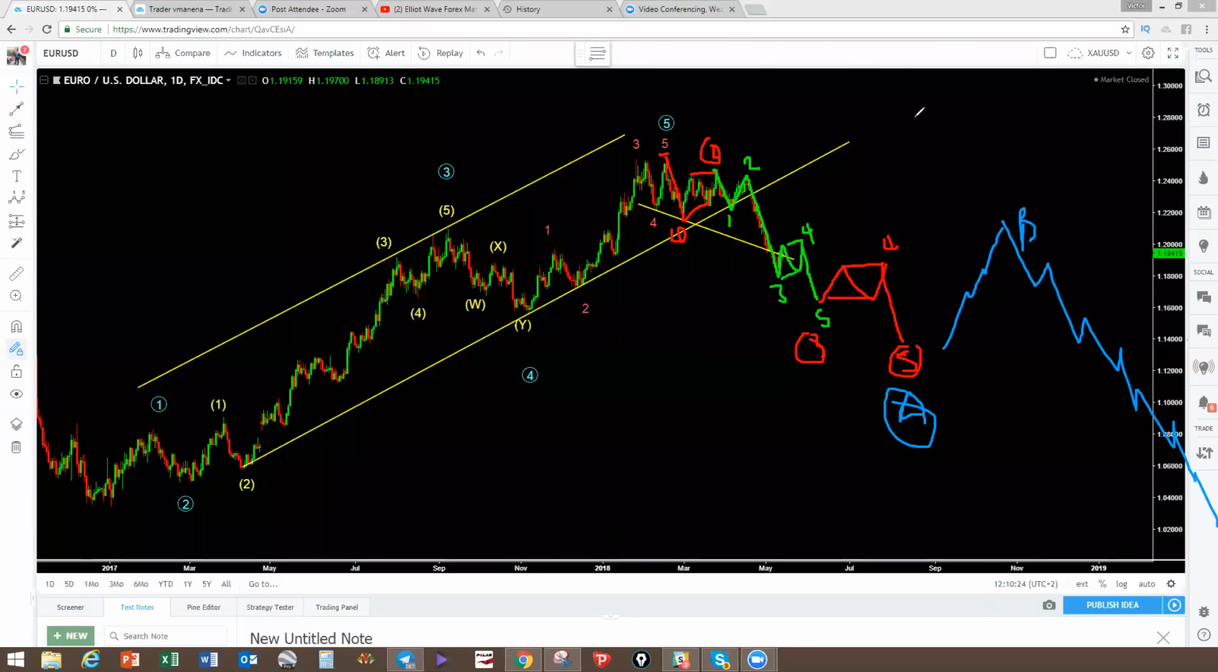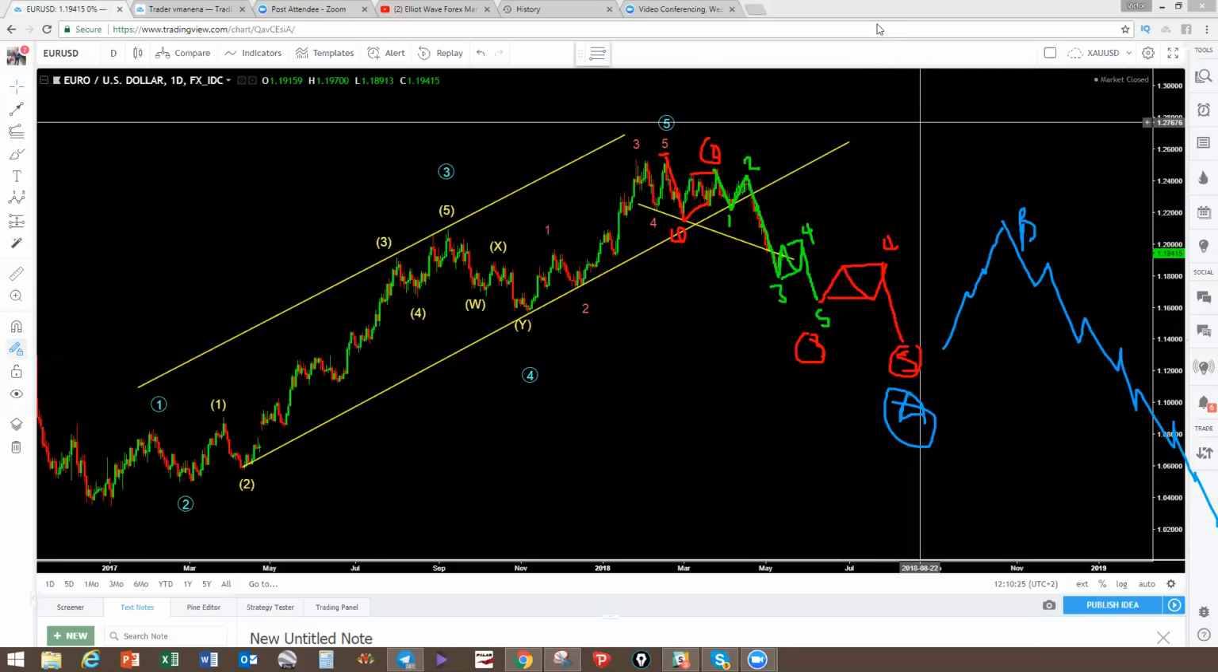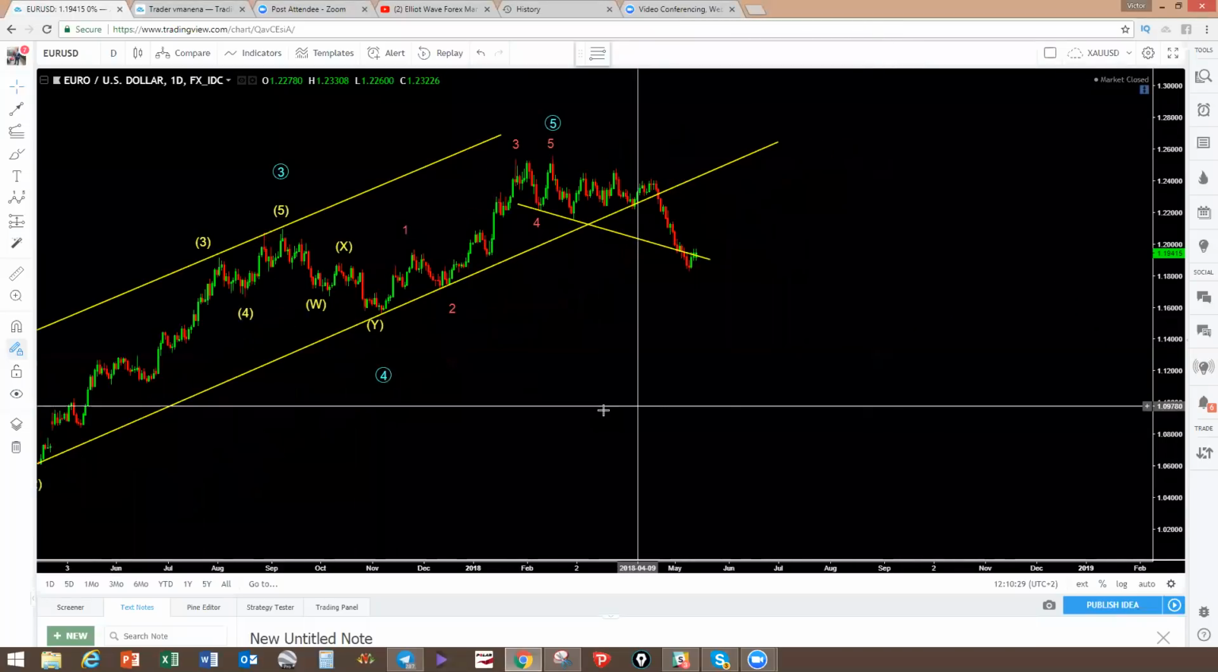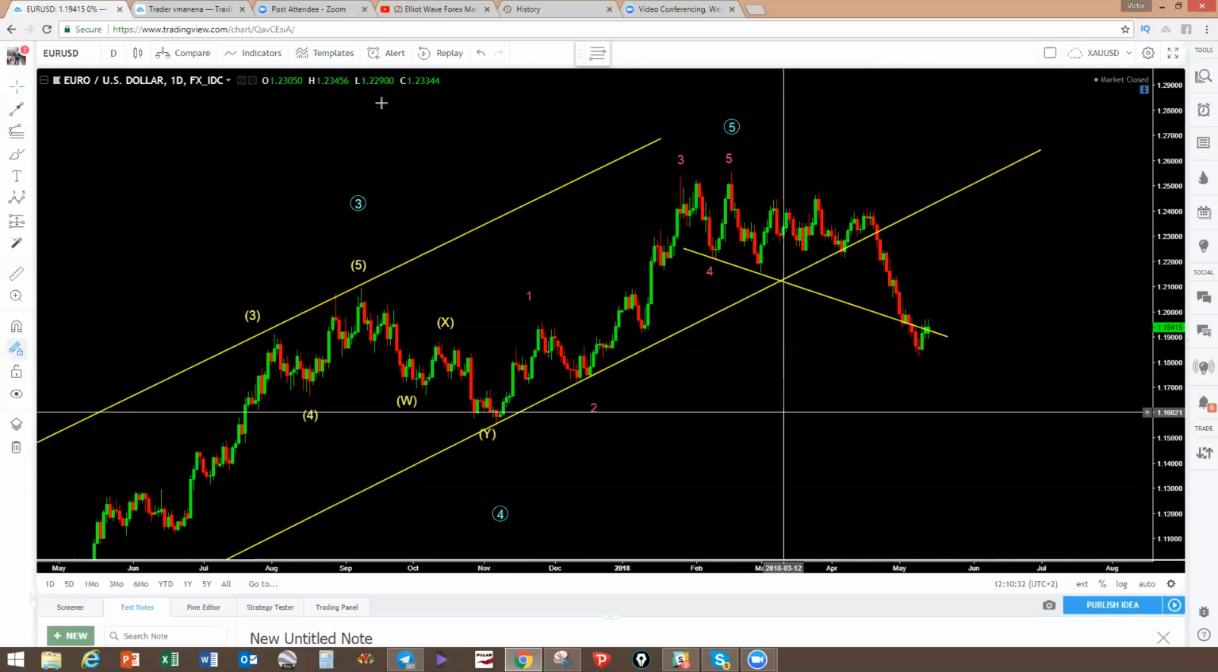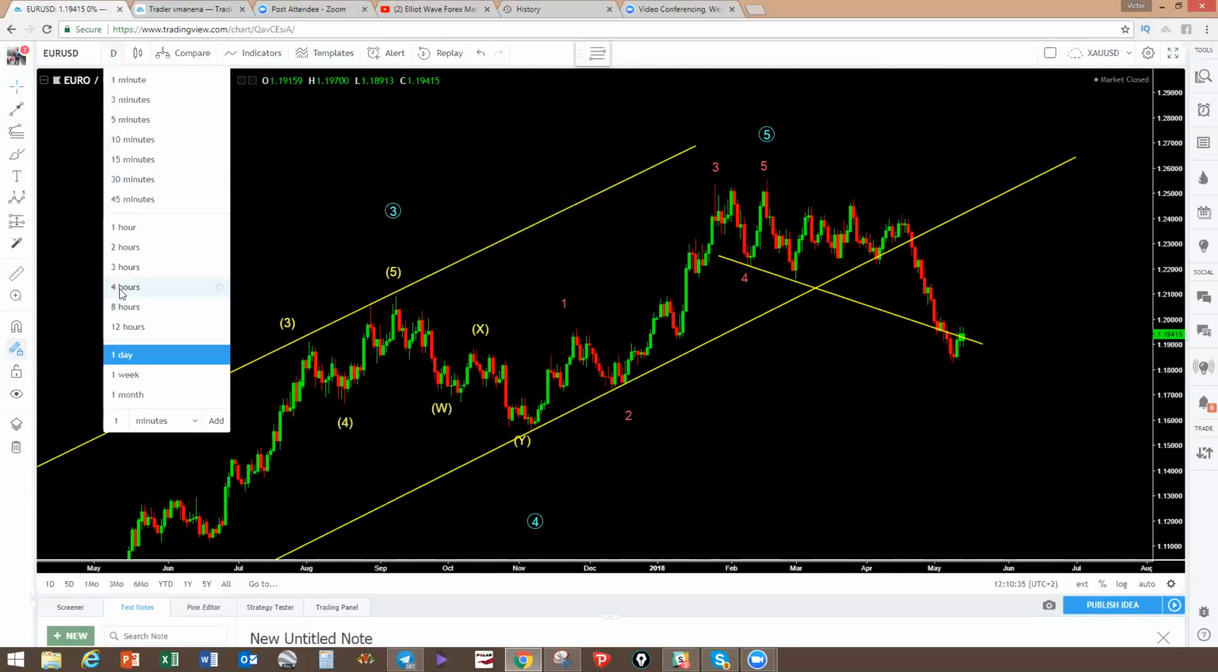All right, so let's look at what we looked at previously in terms of fractals when this move was playing out for a down. Okay, so I'm going to go to the 4-hour chart.